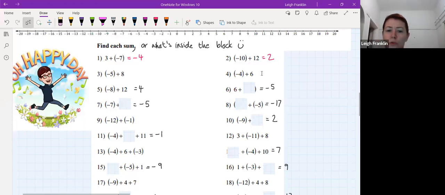Okay, Kumo, do the next one. Do number 6. What do we have to do to 6 to end up at minus 5?